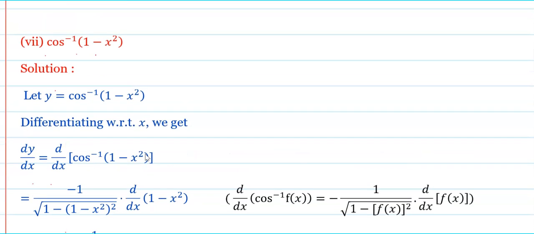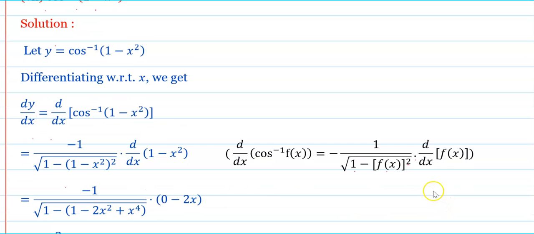Okay. Now the next question. y is equal to cos inverse of (1 minus x square). Now differentiating with respect to x, you will get dy by dx is equal to d/dx of cos inverse of (1 minus x square). That is minus 1 upon the square root of 1 minus (1 minus x square) whole squared, into d/dx of (1 minus x square). See this here, d/dx of cos inverse of f(x) means what? That equals minus 1 upon the square root of 1 minus (f(x)) squared, into d/dx of f(x).